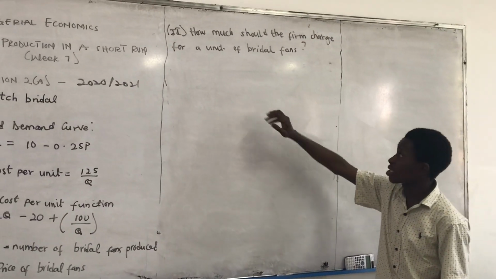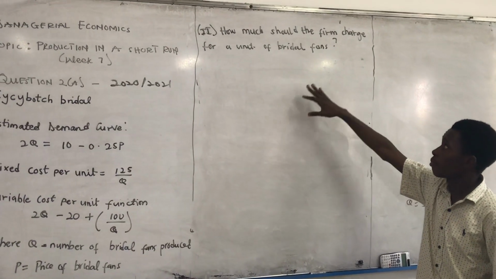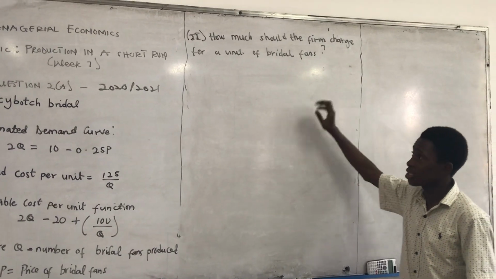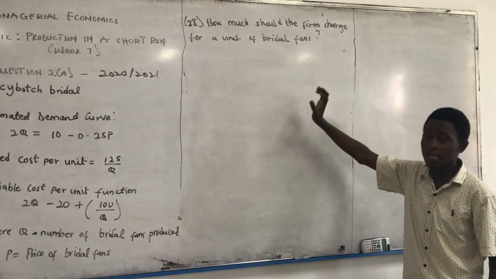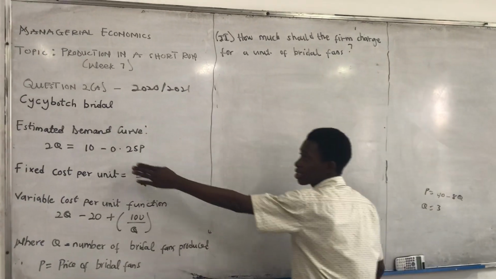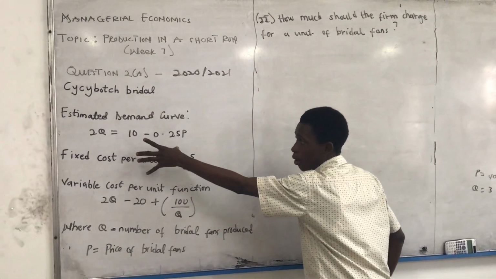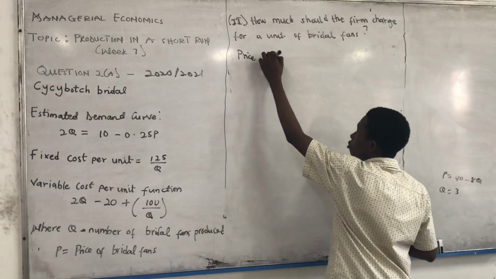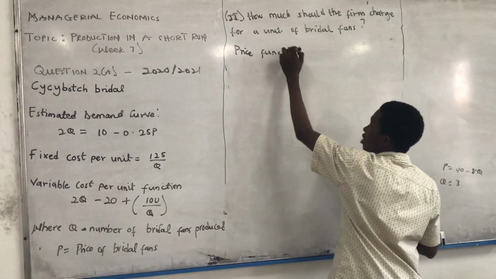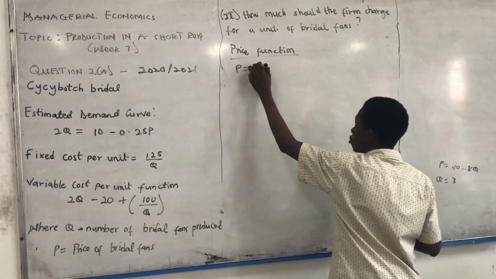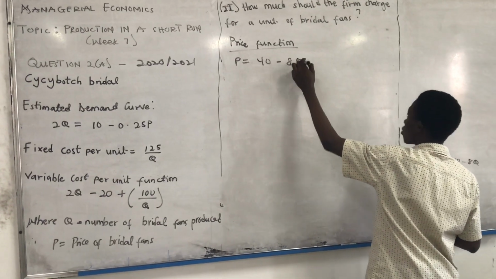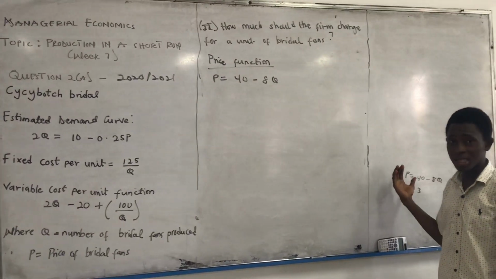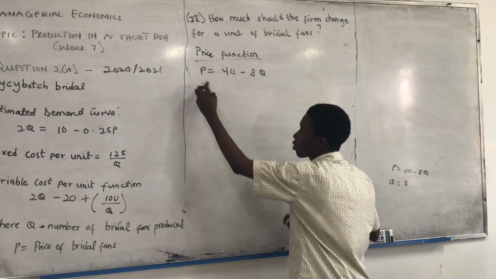The second one: how much should the firm charge for a unit of breeder fund? How much price? So we're just asking for what price. Remember that we differentiated the estimated demand curve to get our price. So the price function we had, P is equal to 40 minus 8Q. Now, we want to get a price. We just solve for quantity, which is Q, to be 3.